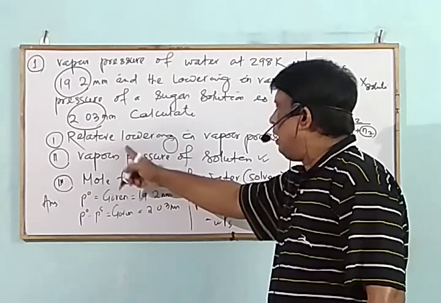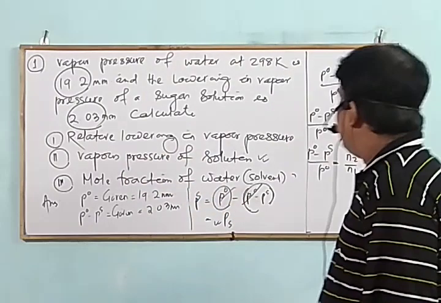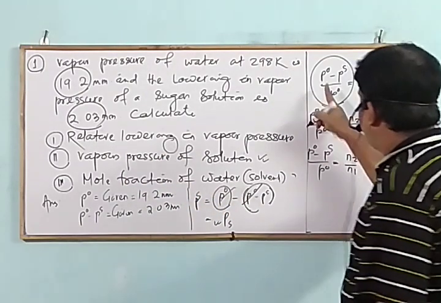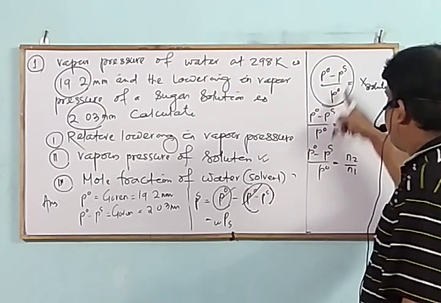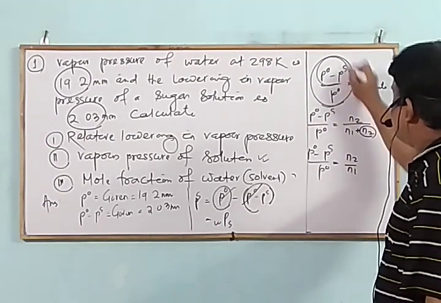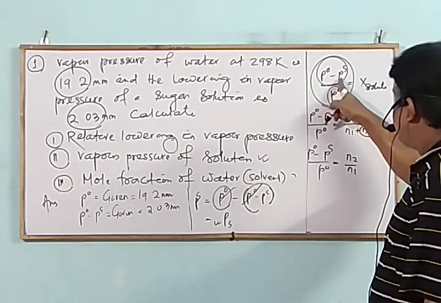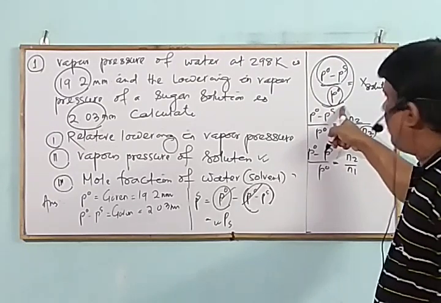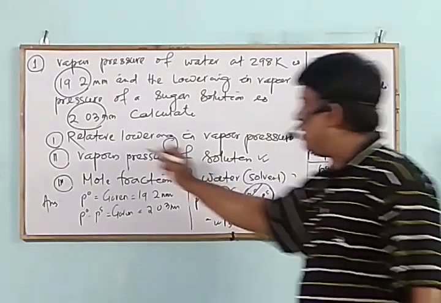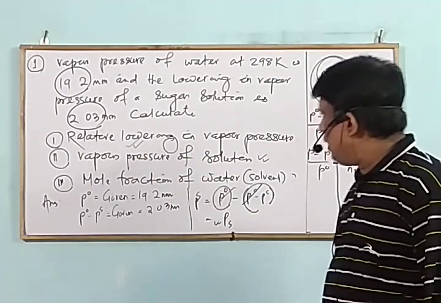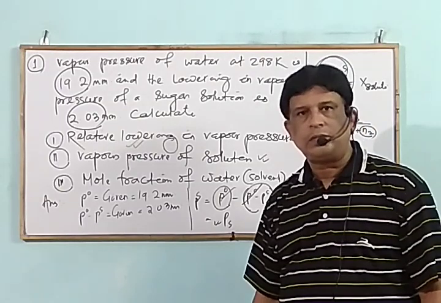Next we calculate the relative lowering in vapor pressure. The relative lowering in vapor pressure formula is P naught minus PS by P naught. P naught minus PS is given, P naught is given. By dividing, one is able to calculate the relative lowering in vapor pressure.